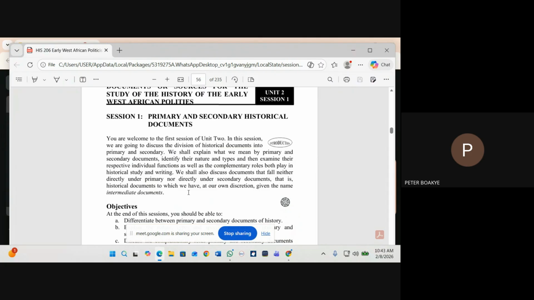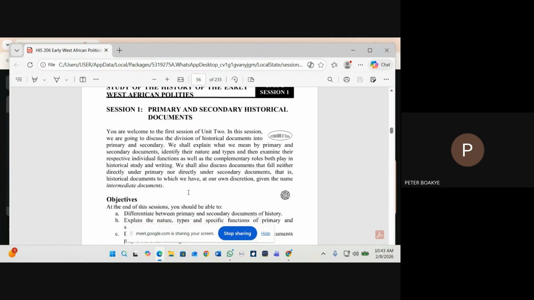Here we are going to discuss the division of historical documents into primary and secondary. And we shall explain what we mean by primary and secondary documents, so you'll be conversant with them. And then we shall also discuss documents that fall neither directly under primary nor directly under secondary documents, so what we refer to as intermediate documents.